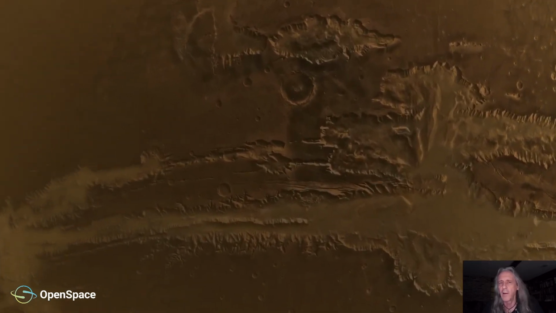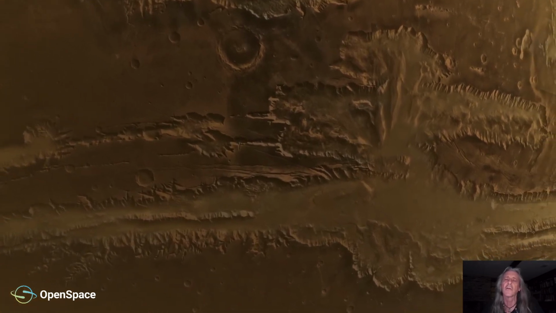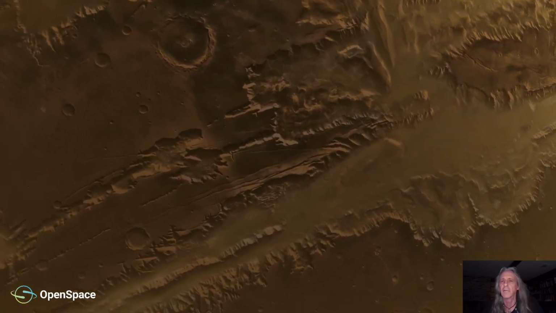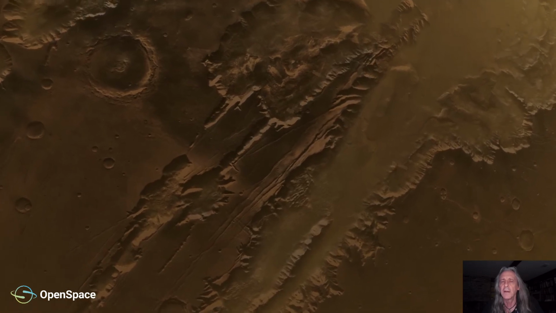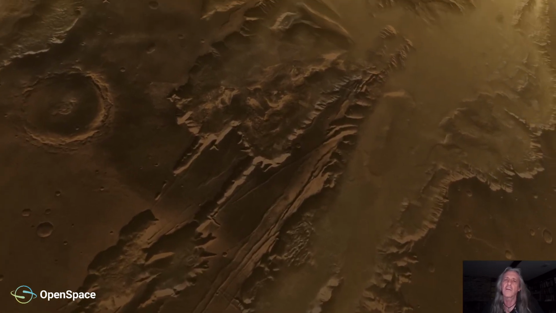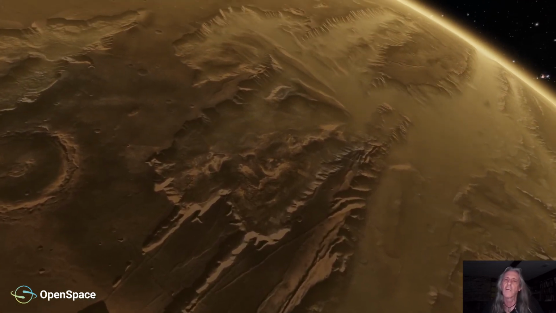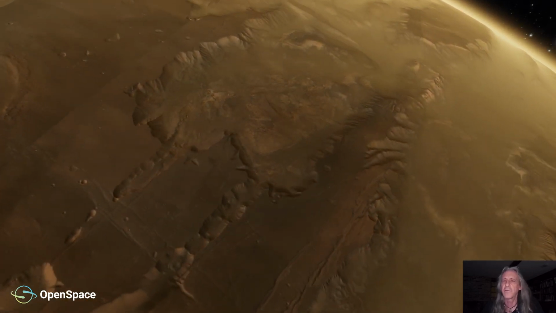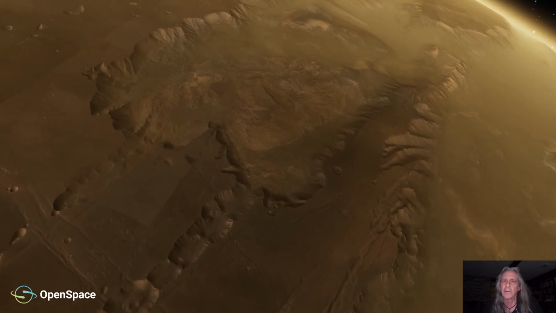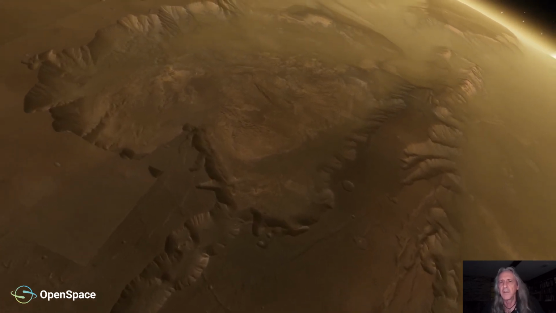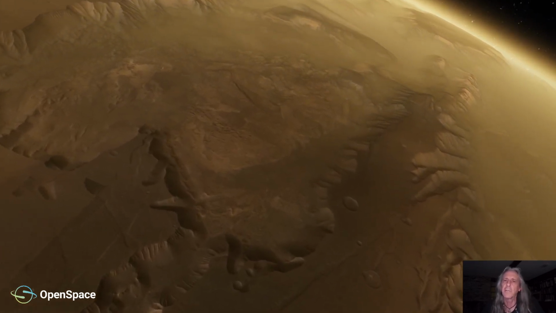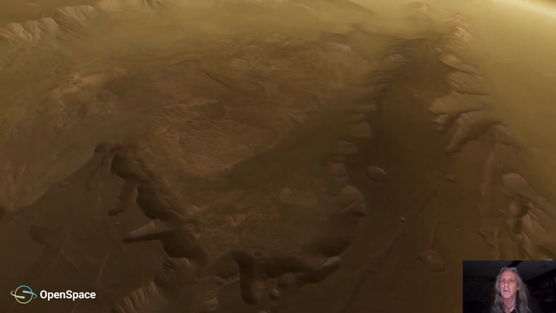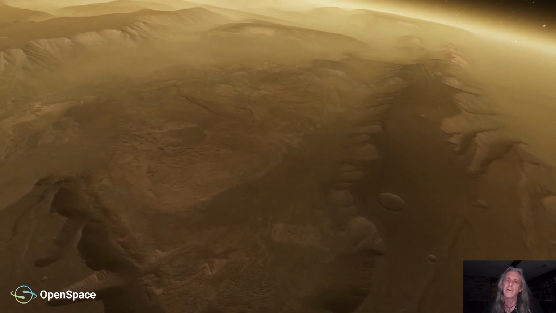This crack opened up from the bulge that also caused the volcanism of the volcanoes that we see. And this canyon would stretch from New York to Los Angeles or from Rome to Dubai, about 4,000 to 5,000 kilometers in length. As we come in, its length is also accentuated by its depth. This canyon is deeper than the height of Mount Everest.